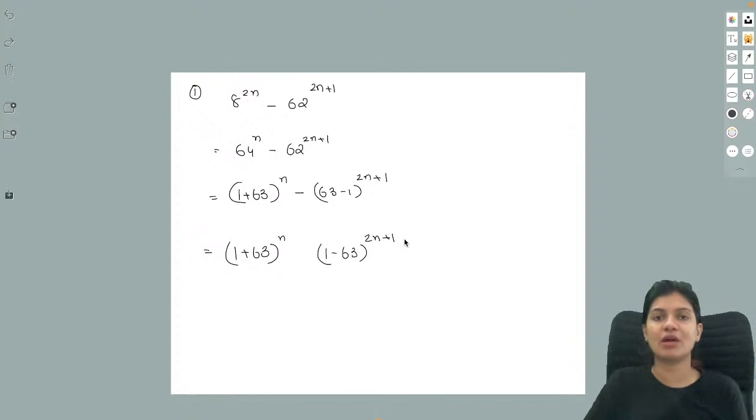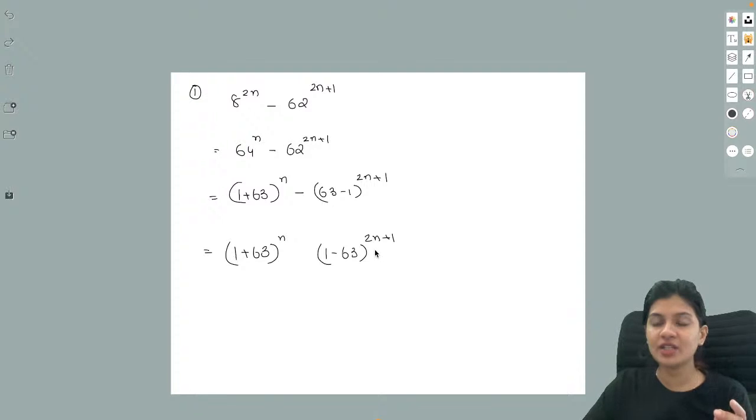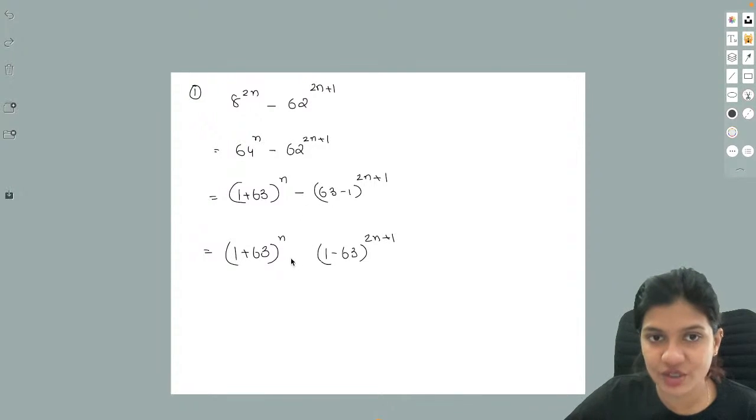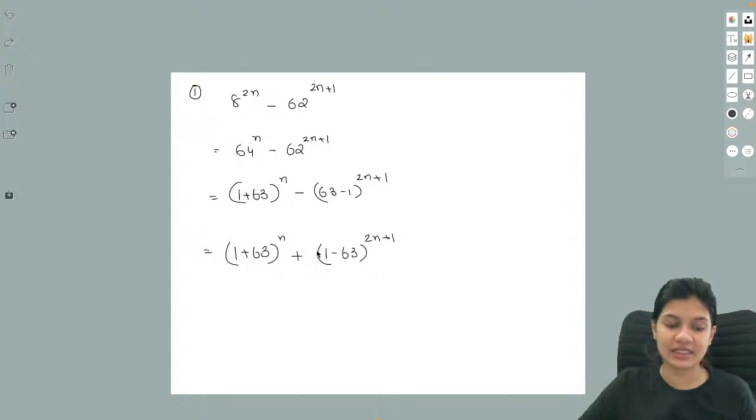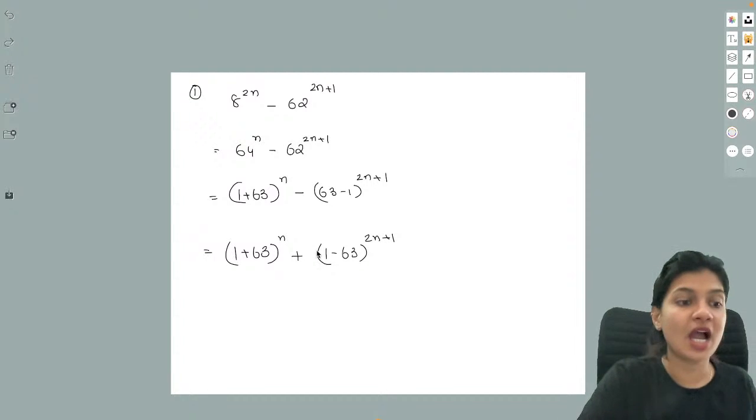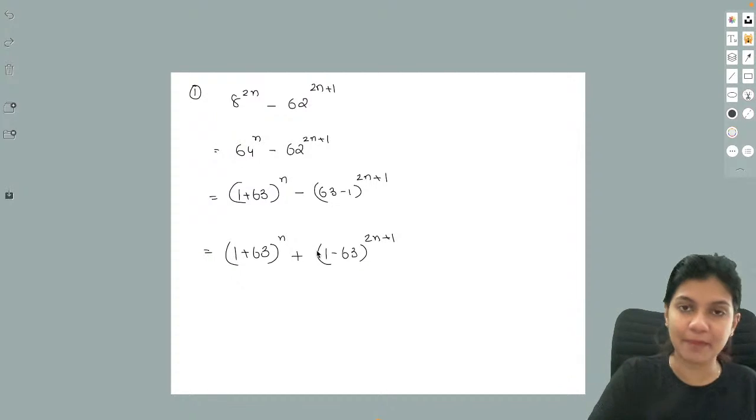So 2n plus 1 indicates what? It indicates an odd power. 2n means even, plus 1 will always be an odd power. Minus 1 to the power of an odd power will always be minus. So negative into negative is positive. The connecting sign is going to be positive here. I believe all of you understood that step.